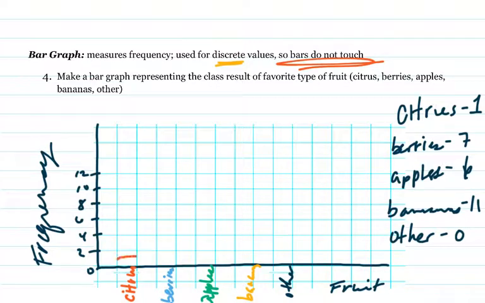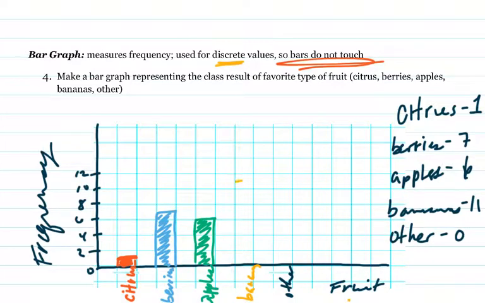So for citrus, it's 1, which is halfway between 0 and 2. For berries, it was 7, which is halfway between 6 and 8. Notice that my scale on my y-axis goes by 2s. So there's berries. Apples was 6. Bananas, which I made yellow on purpose, was 11.